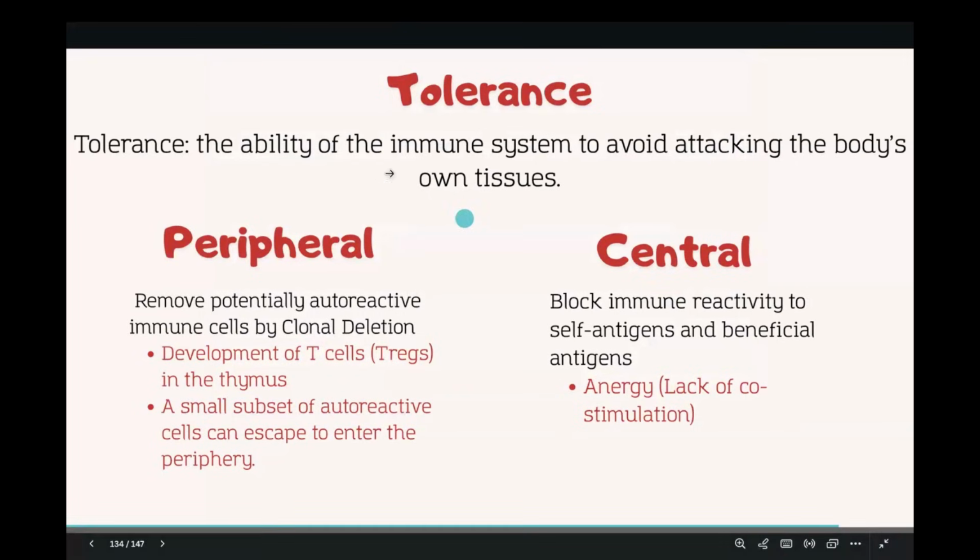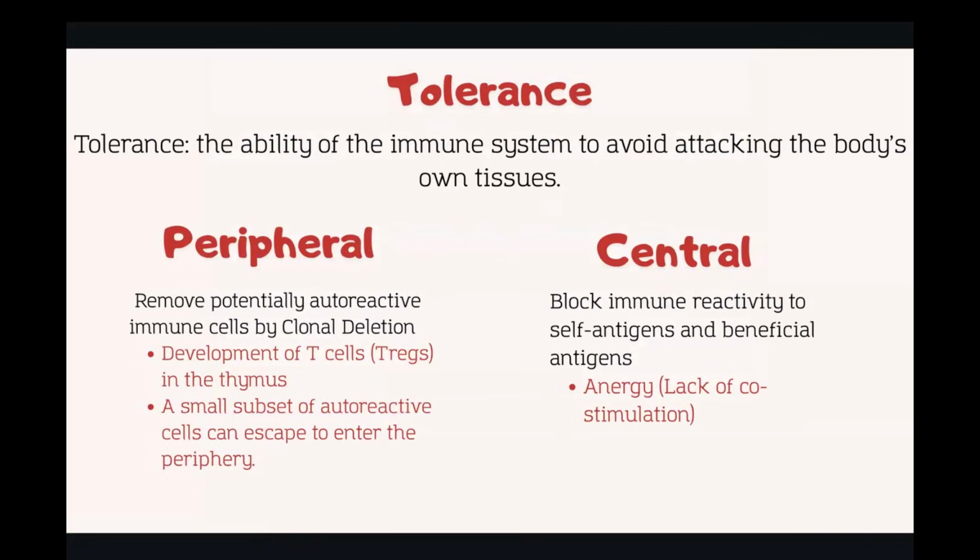If you guys remember, we talked about sequestration, where the body hides the antigen. This is, again, a kind of tolerance technique that the body uses. For tolerance, we have two types: the central tolerance and the peripheral tolerance. Central tolerance is where we block the immune reactivity to self antigens and beneficial antigens, and this is done by something called anergy. What is anergy? It's basically when we have lack of co-stimulation, so we are going to prevent the autoimmune reaction.